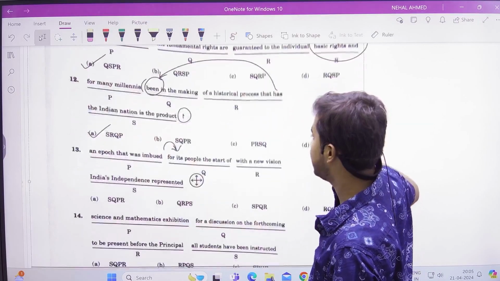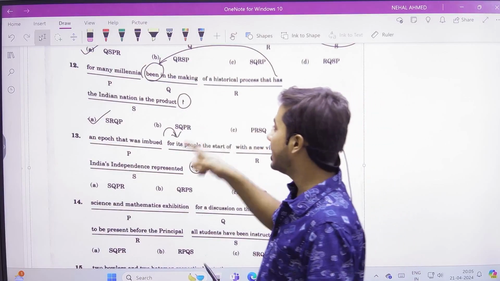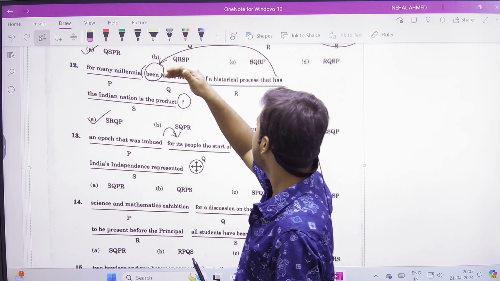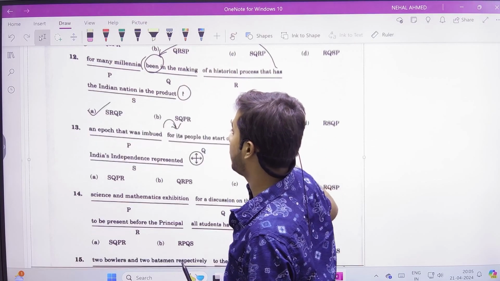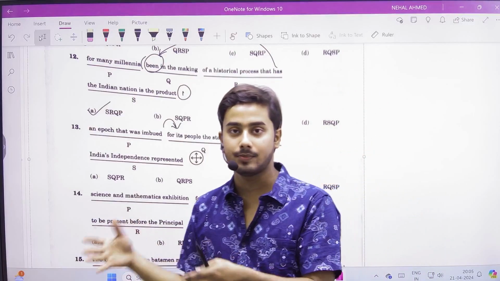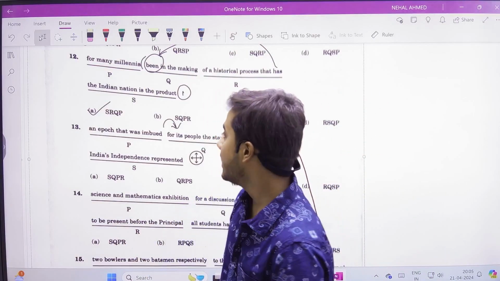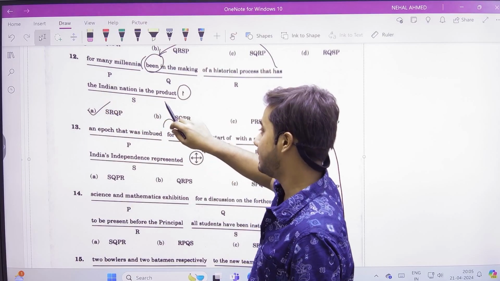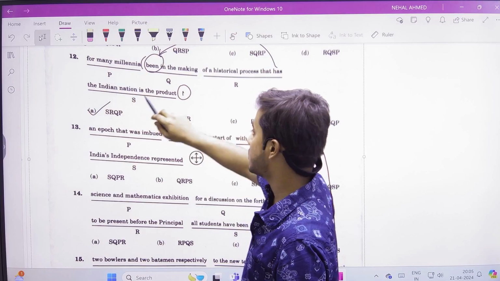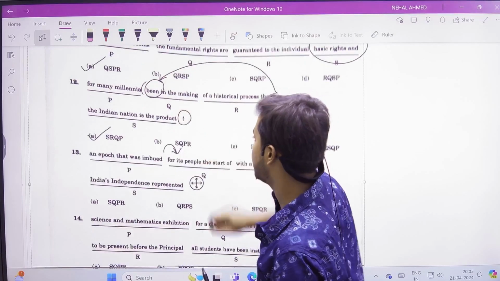Going to the second sentence: for many millennia been in the making of a historical process that has the Indian nation is the product. So here the Indian nation is the product. So the sentence is about the Indian nation, right? So this becomes the subject immediately, and obviously we start the sentence with this as well. The Indian nation is the product, so this becomes the first part of the sentence.